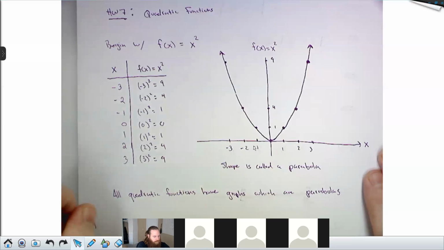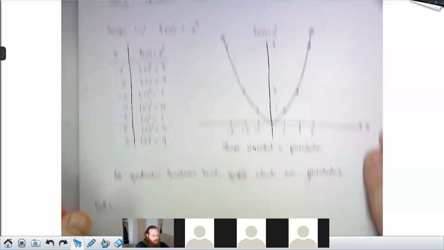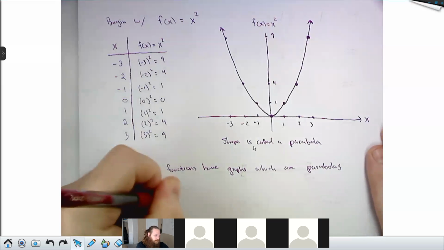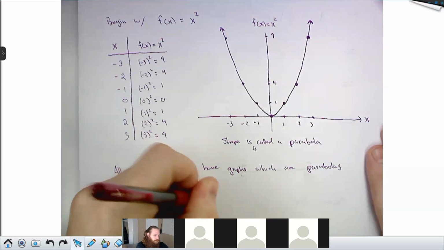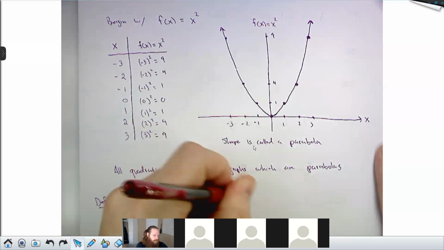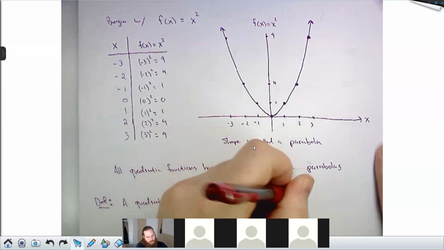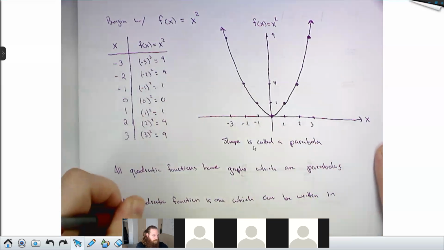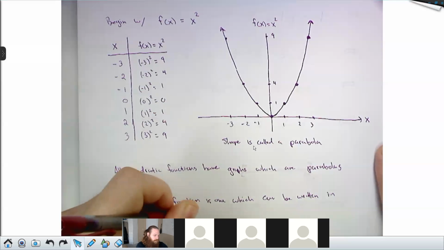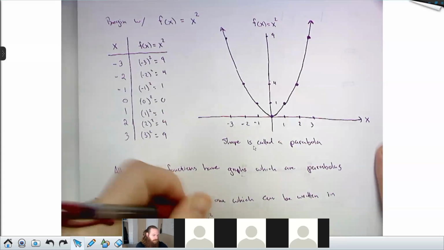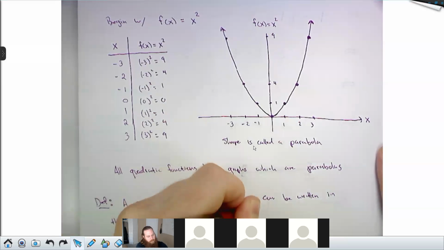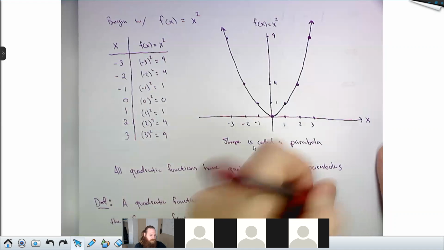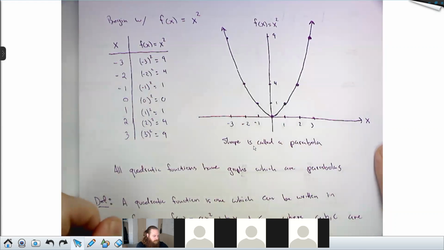So before we go any deeper, I just want to give you the definition. A quadratic function is one which can be written in the form f of x equals a times x squared plus b times x plus c, where a, b, and c are constants.